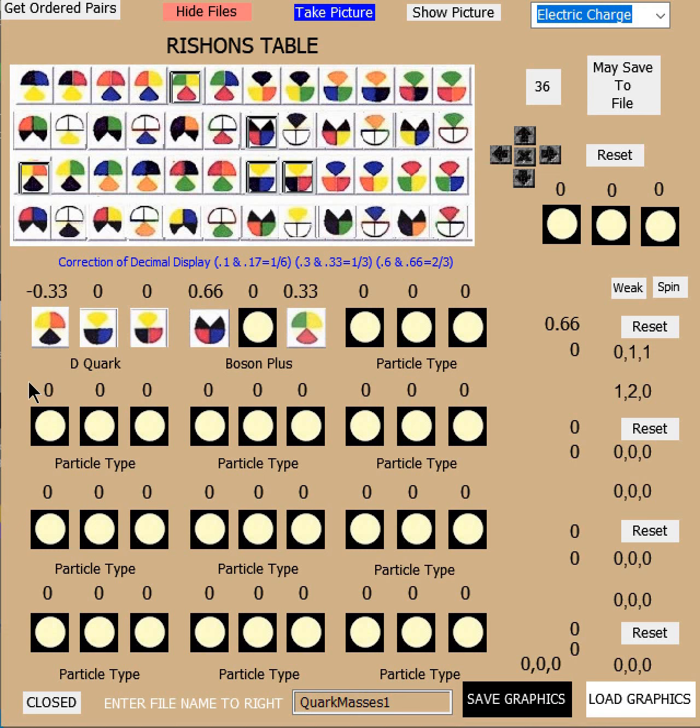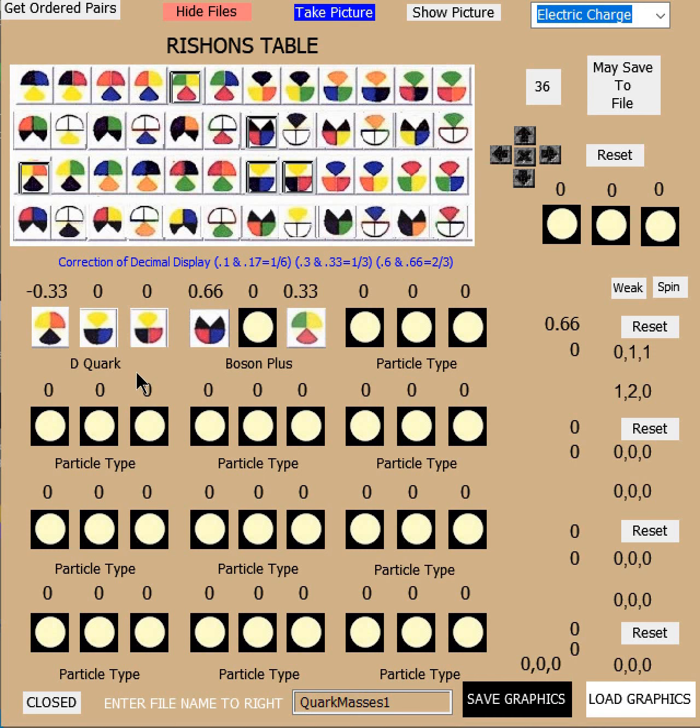Let's take a look at how this Rishon-like model can articulate the quark masses in a manner that is proportionate to the articulation of the masses in the Standard Model. So first we're going to take a look at the T-quark, which is the top quark, or the most massive of all the quarks in the highest generation.